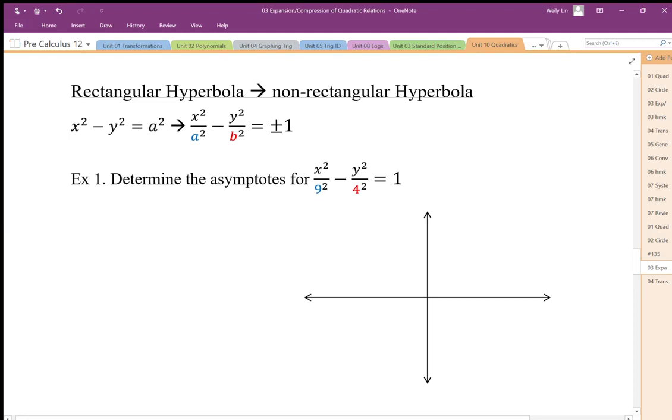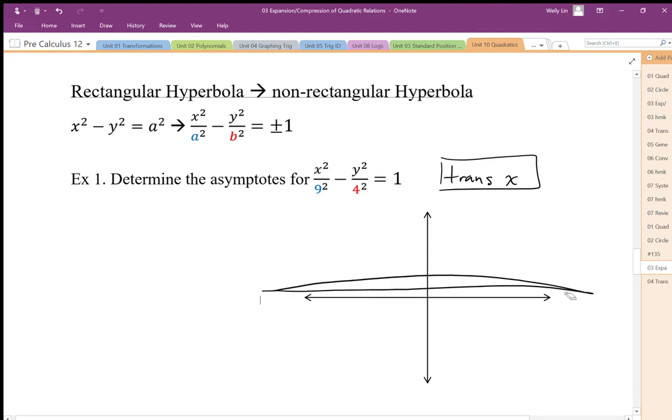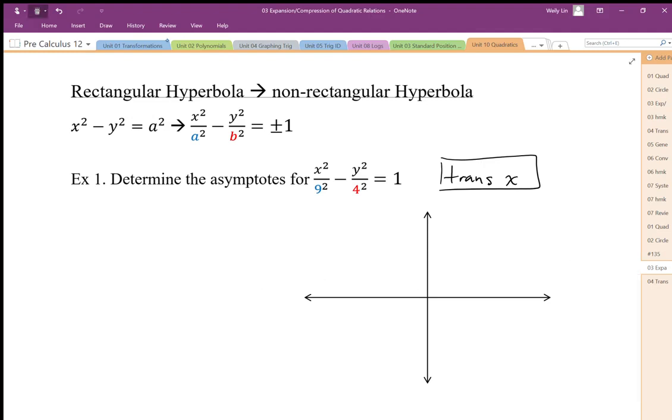This is a trans x, so that's important. So let's make sure we write that down. Trans x. This is very important. We know that it's along this axis here. Maybe I'll just highlight that to make sure. We need to make sure vertices are along that axis. My a value is 9 squared, so the a is actually 9. This is going to be 16, or 4 squared, so my b value is equal to 4.